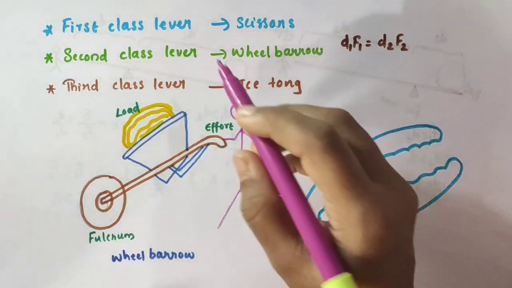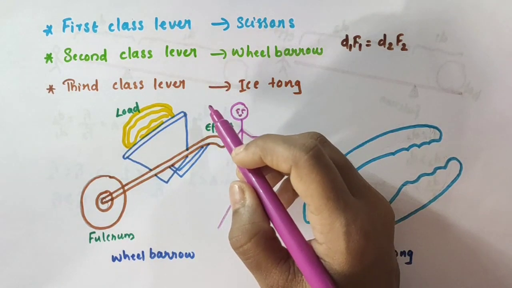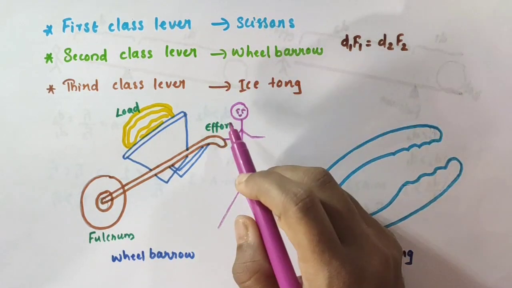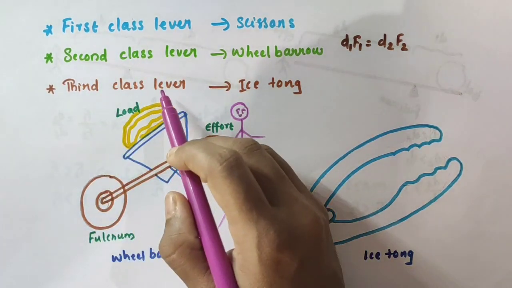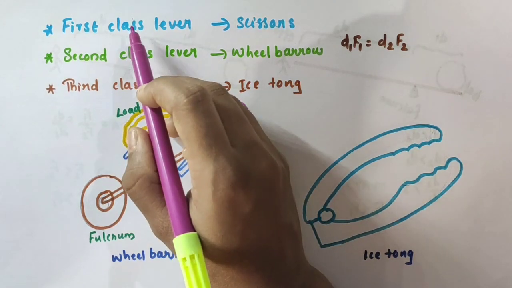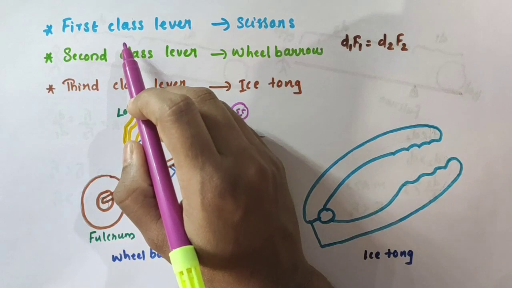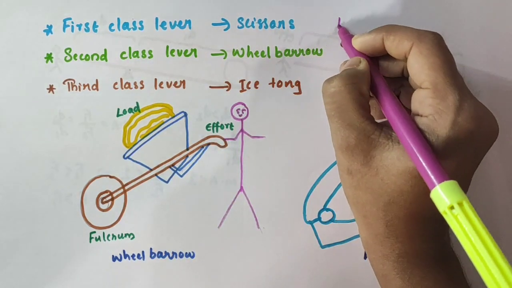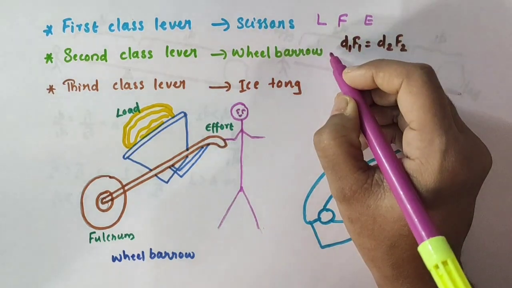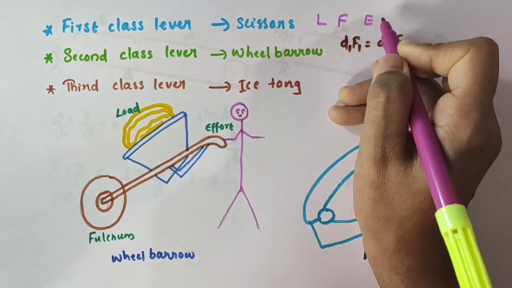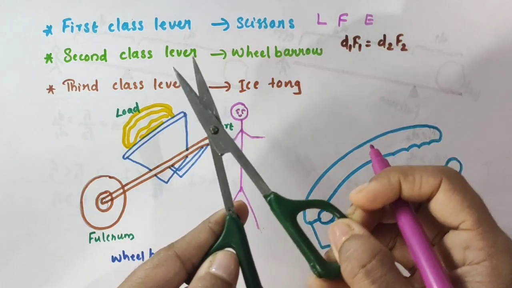There are three types of levers, or three classes of lever, according to the positions of fulcrum, load and effort. They are first class lever, second class lever and third class lever. In the case of first class lever, the fulcrum will be in between load and effort. Load will be at one end, effort will be at the other end and fulcrum will be in the middle.